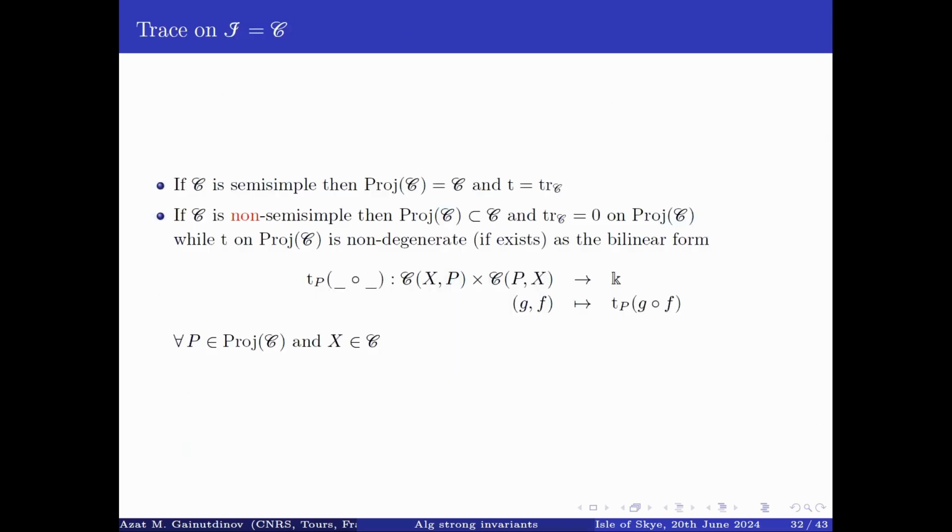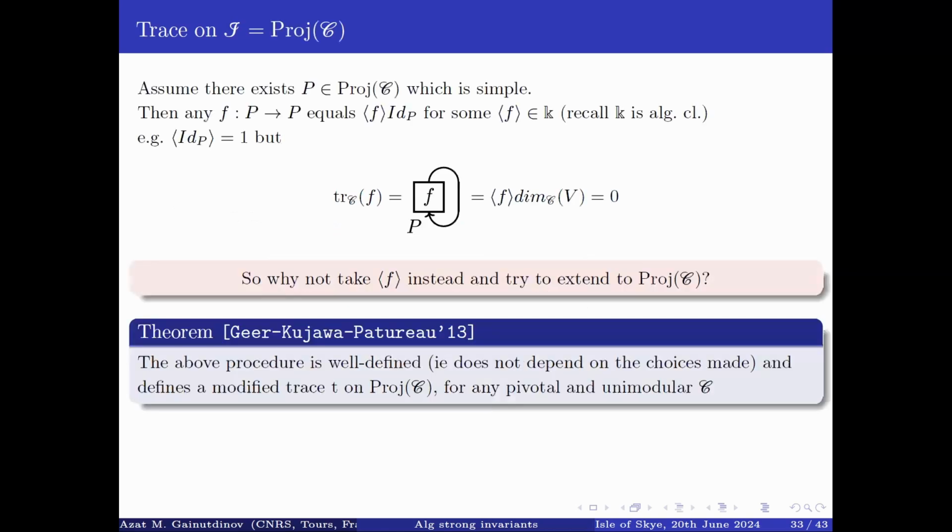Let me give you examples of traces. If C is semi-simple, then Proj C is the full C, and the modified trace is just the categorical trace, and it's unique up to a scalar. If C is non-semi-simple, then Proj C is a proper sub-ideal in C. As we know, the categorical trace is 0, but you can show that if a modified trace on Proj C exists, it's non-degenerate. So it's quite the opposite to the categorical trace. So the question is when it exists. It does not always exist.